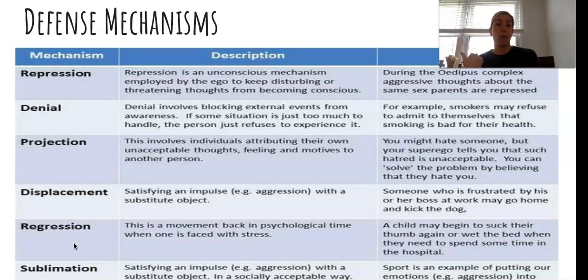Regression is when you're going back to sucking your thumb, or it's taking you back to a pre-child, a childhood behavior. Sublimation, that's where you're substituting in a socially acceptable way. And then reaction formation. Okay, so just make sure you go over the differences between all of those, because sometimes they can be a little confusing.